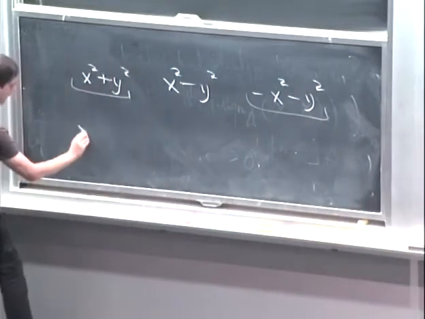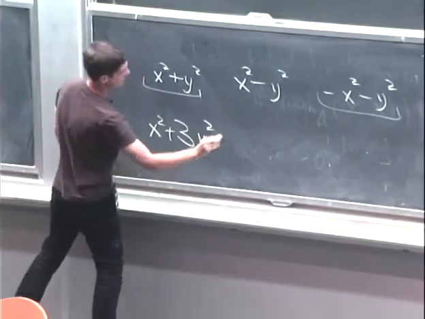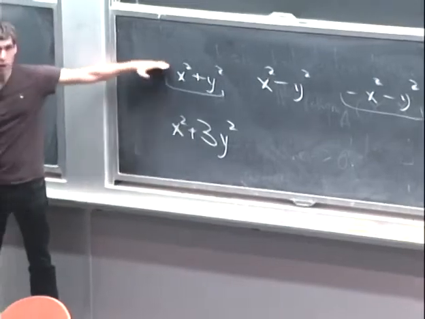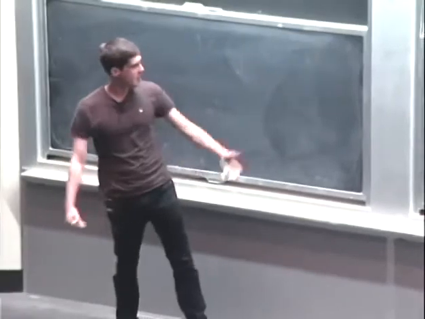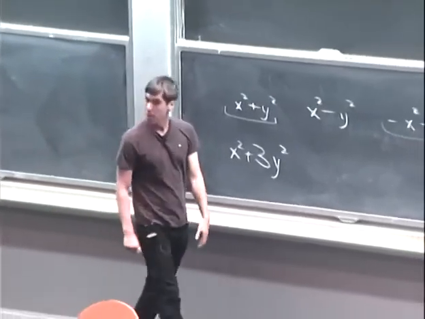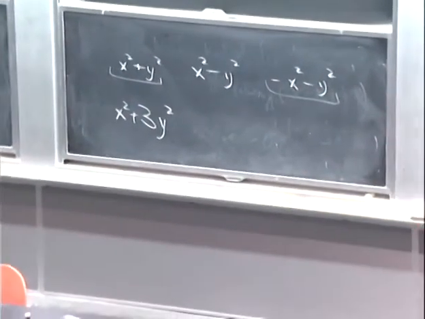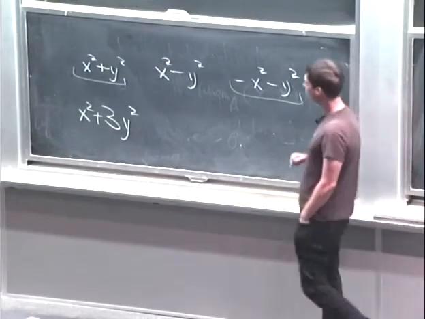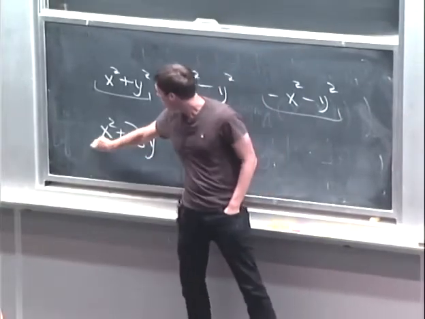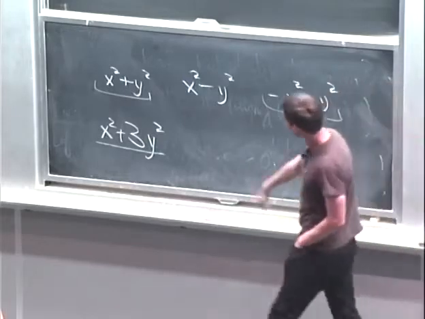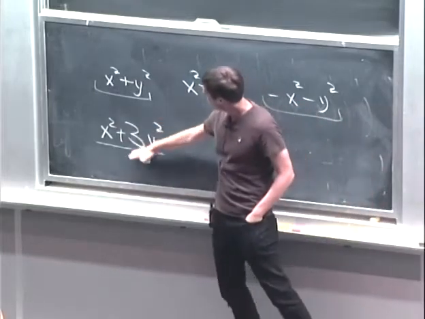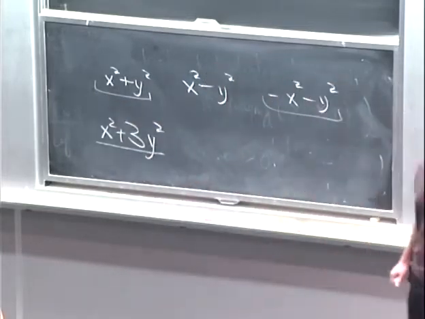Let me add one more example to this. Take x squared plus 3y squared. So here's another quadratic form over the integers. And over the real numbers, these two quadratic forms here are equivalent to one another because I can multiply y by a square root of 3. And that'll change this expression up here to this expression down here. But over the integers, they're still not equivalent. One way you can see that is to see what happens when you reduce modulo 3. Modulo 3, the 3y squared will go away, and this quadratic form here will become degenerate. But x squared plus y squared is non-degenerate modulo 3. So these are not equivalent mod 3, and therefore they can't be equivalent over the integers.